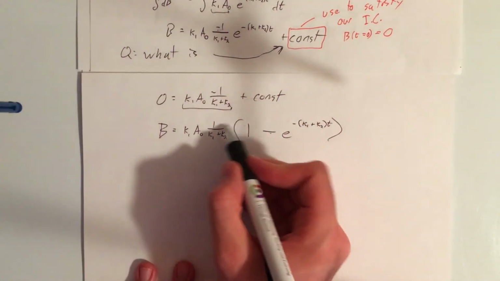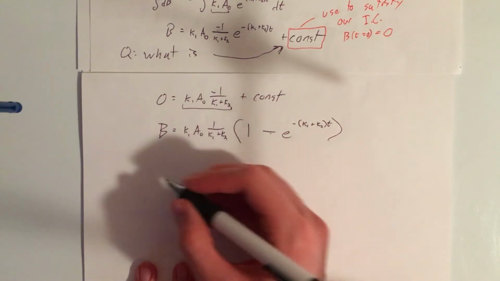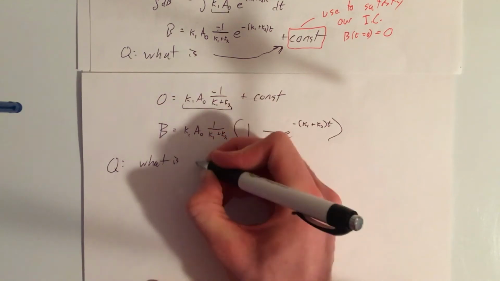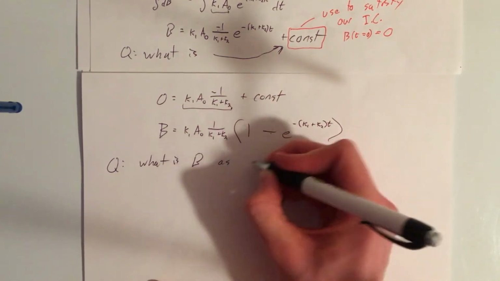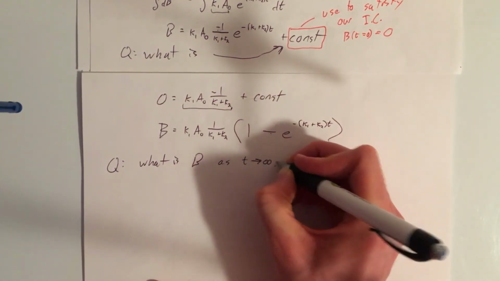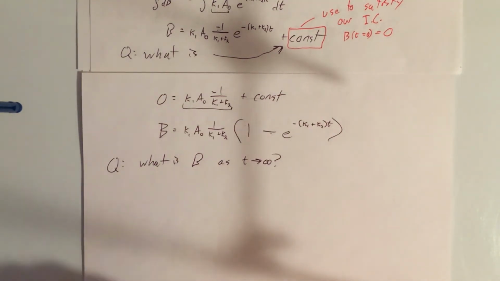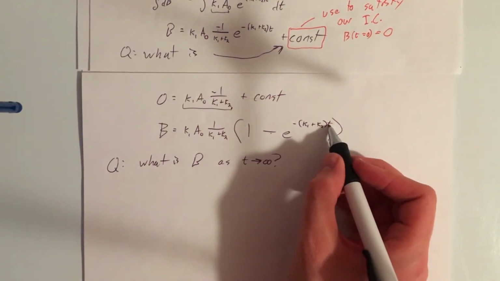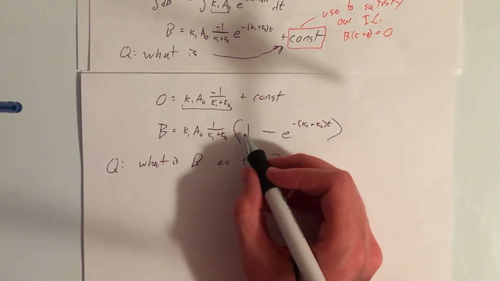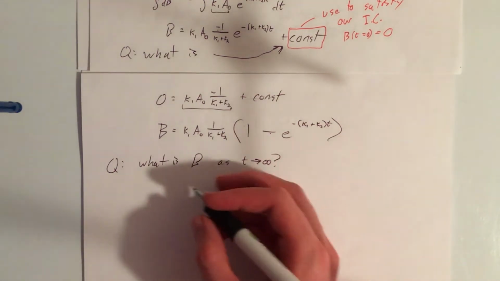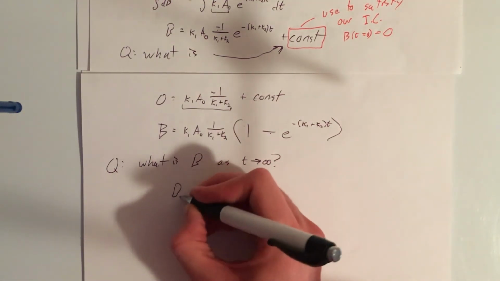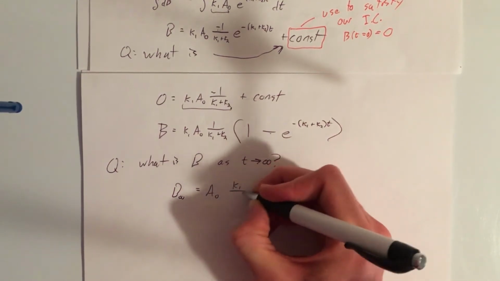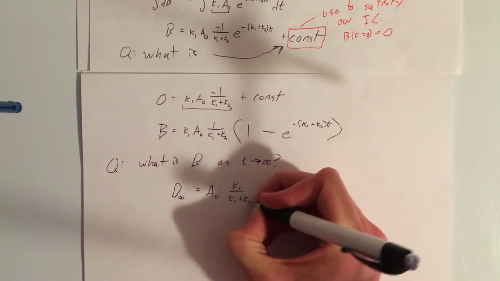Well, we could regroup our terms a little bit and think, question, what is b as t goes to infinity? So try to work that out. All right, well, what do we get? As t goes to infinity, this term goes to 0, so we just get the constant left. And in that case, b infinity is equal to a naught k1 over k1 plus k2.